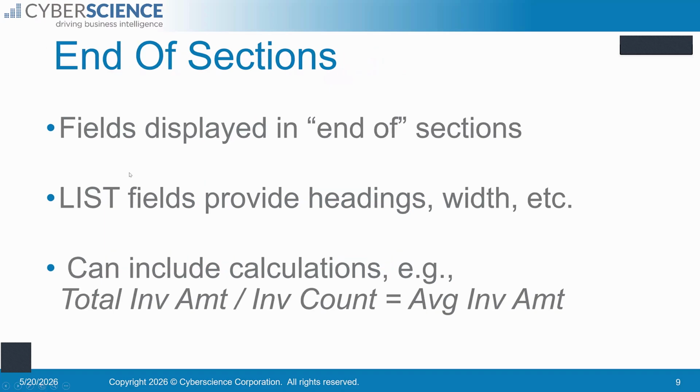So the end of section really lets us display anything we want. It can be the value, so the customer name, the customer number, the invoice number, but then we can also do all kinds of totaling. We can set widths and all of that, and we can do things like unique counts. We can do averages. We can do maxes, mins, the whole nine yards at these end of sections.